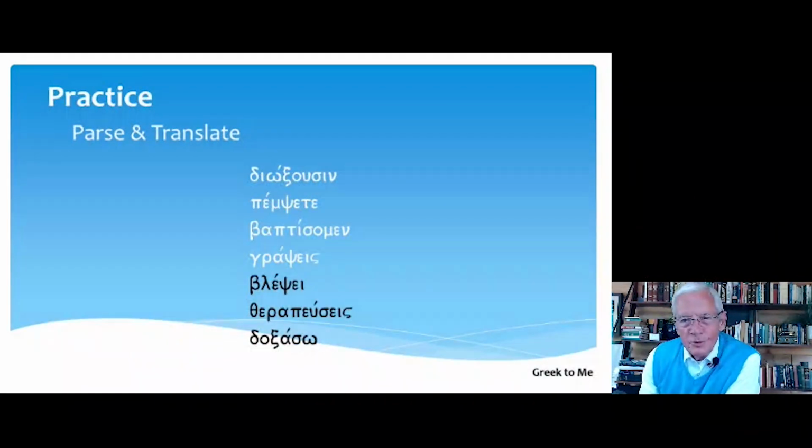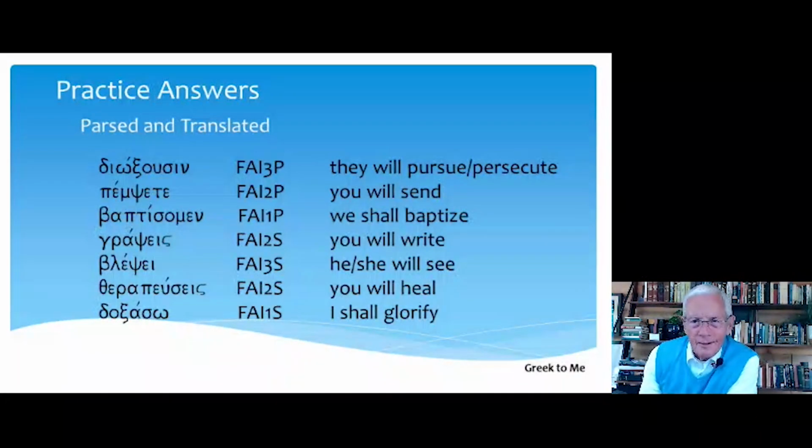Now we have opportunity for some practice. I'm going to hit my pause button and we'll resume once you've done your work and we'll compare notes. Well, how did you do? Well, compare what you did.